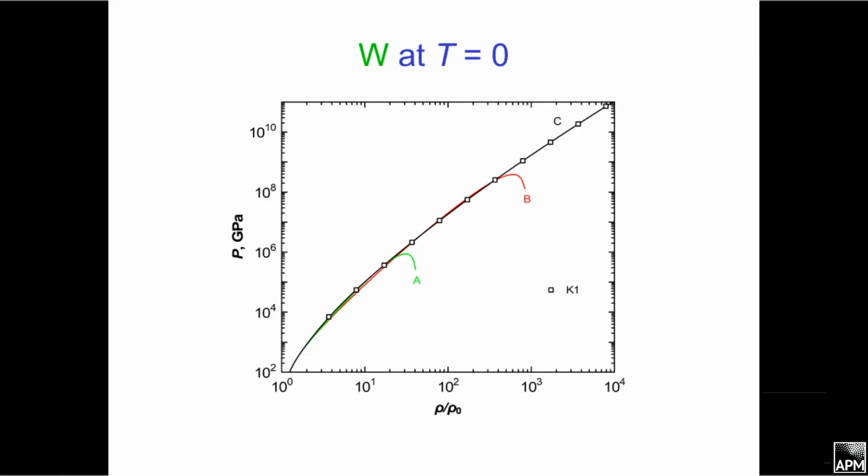This is tungsten at 0 temperature, cold curve, pressure in GPa. These are very high pressures, and compression ratio. This means density divided by normal density of the material.